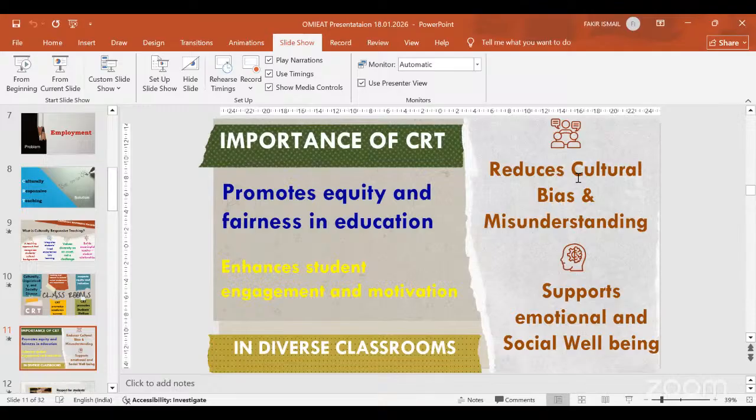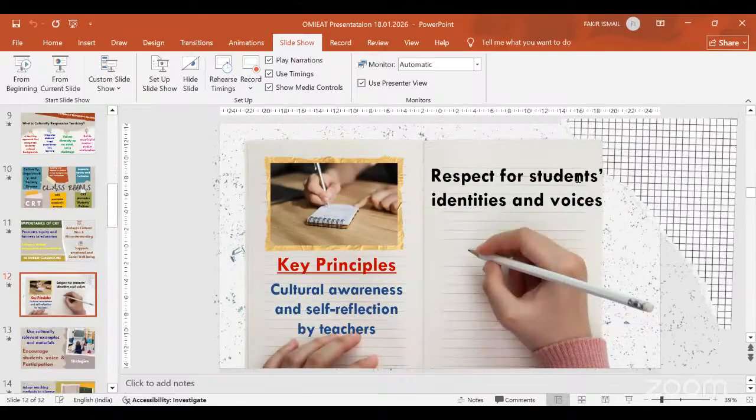So why are we adopting the CRT method in classrooms? Because it promotes equity and fairness in education. It enhances students' engagement and motivation. It reduces cultural bias and misunderstanding. It supports emotional and social well-being. So this slide explains the key principles of CRT.